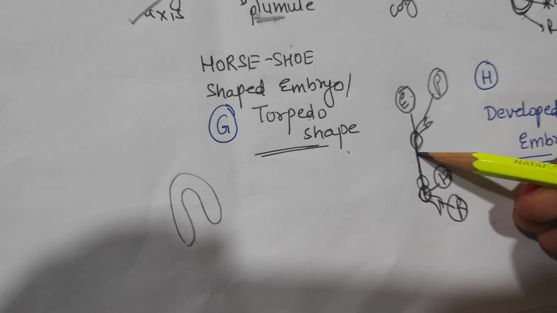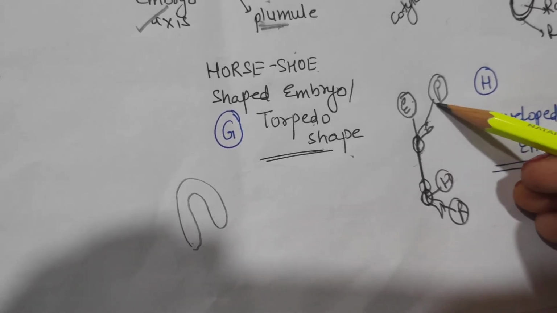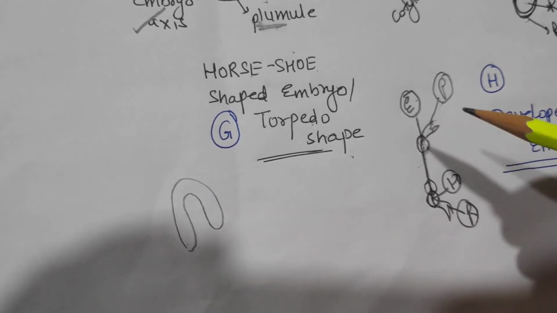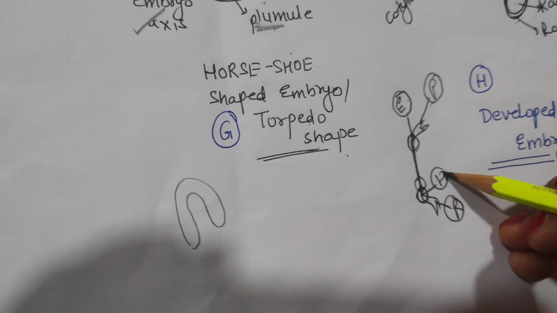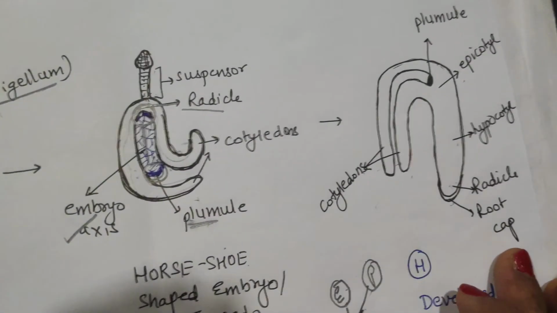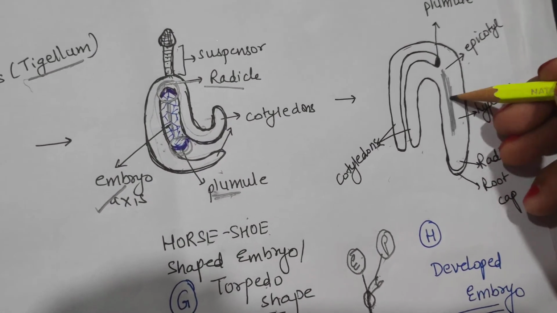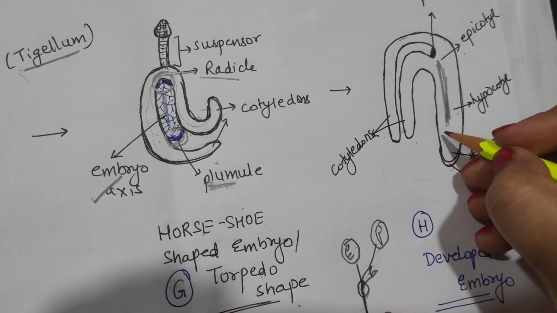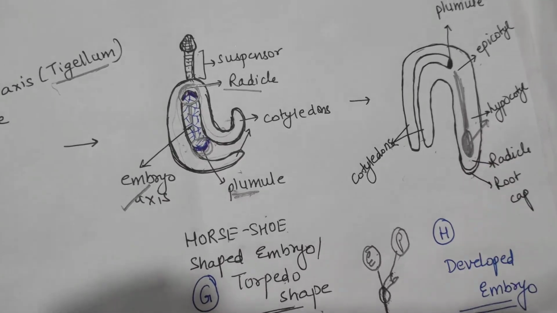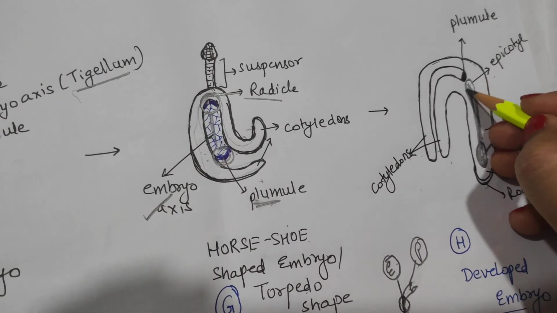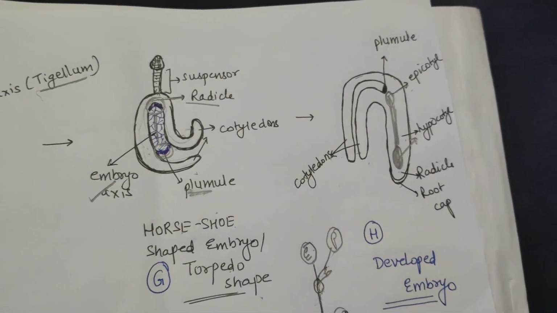So a portion of the embryonal axis, the portion above the embryonal axis joining the plumule, is called epicotyl, and the portion below the embryonal axis joining the radicle is called hypocotyl. Clear? So in this diagram you can see this is a complete embryonal axis, and this is a radicle. So the below part of the embryonal axis, this much part, is called hypocotyl, and the above part of the embryonal axis is called epicotyl because that is where the plumule is arising.